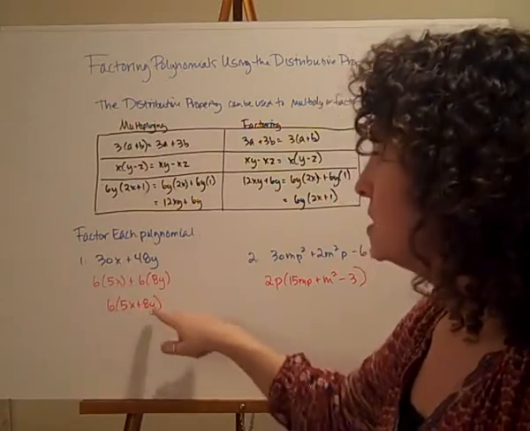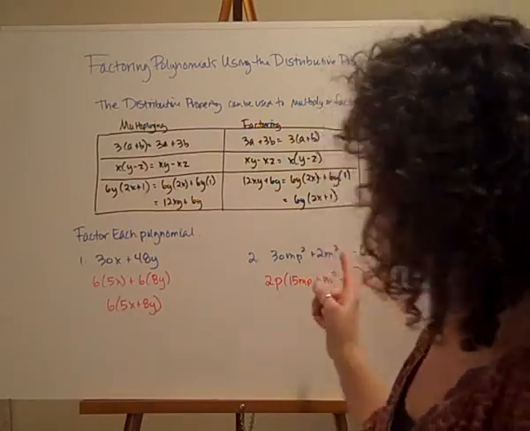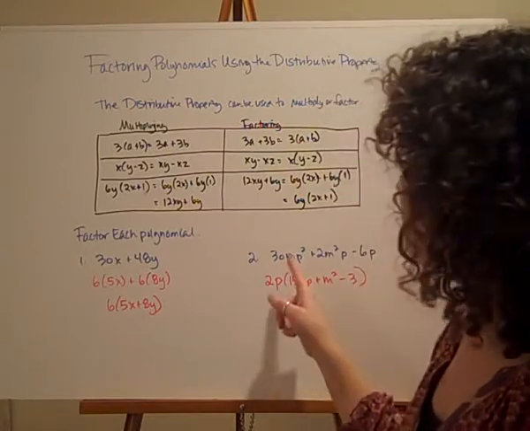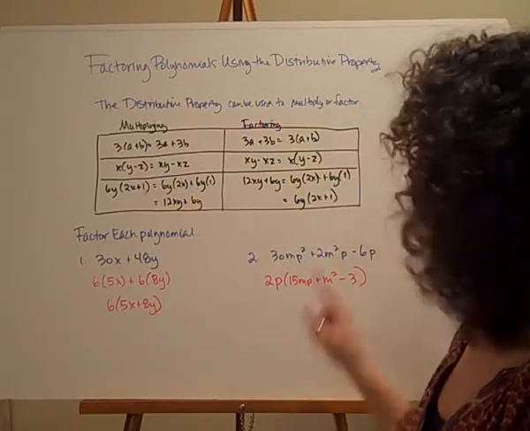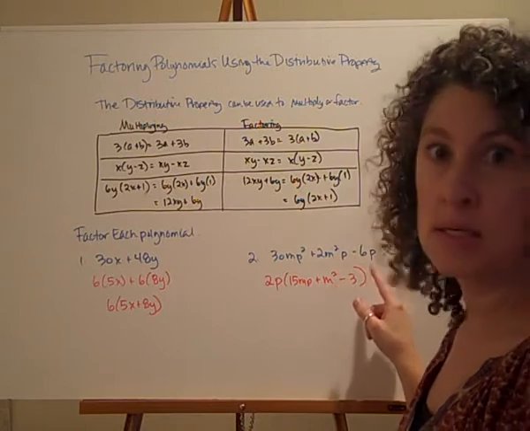6 times the 5x, 6 times the 8y. All right, let's work with a trinomial here. So I have 30mp squared plus 2m squared p minus 6p.